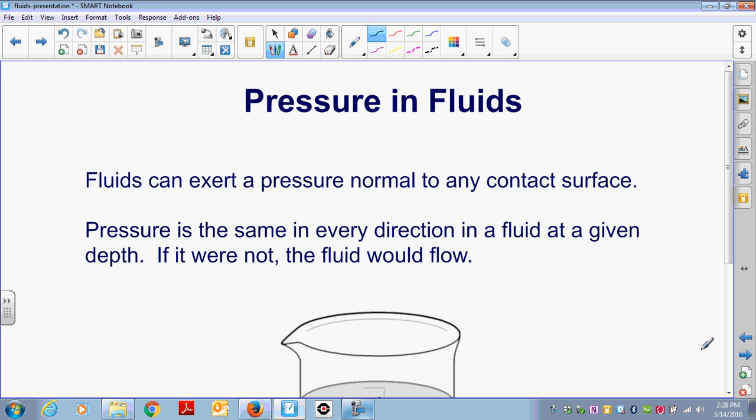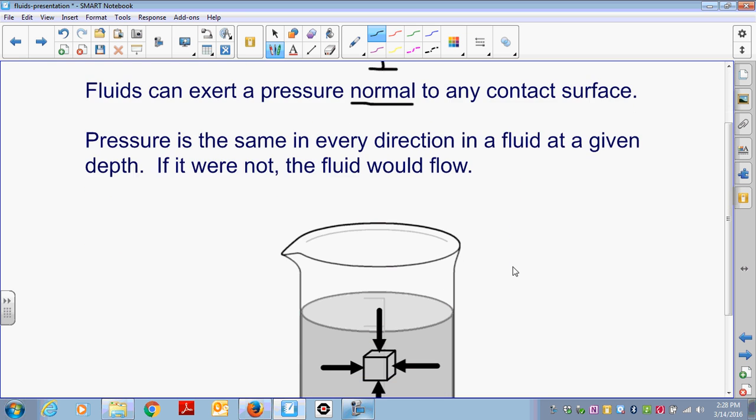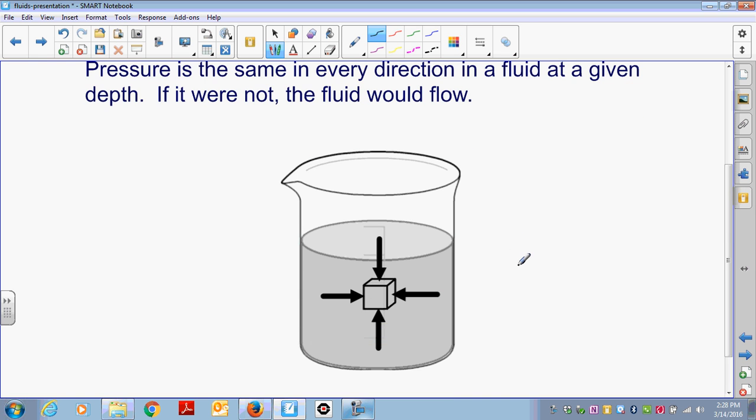Fluids can exert a pressure normal to any contact surface. Remember, normal means perpendicular to. Pressure is the same in every direction in a fluid at a given depth. If it were not, the fluid itself would flow.